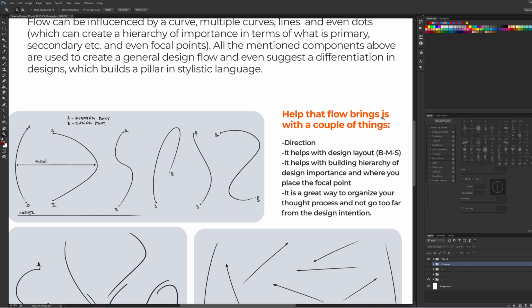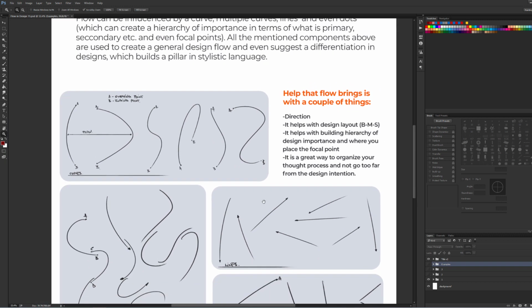And of course, what flow basically brings is direction. You have clarity of direction, where it's coming from and where it's going, especially if you're designing some movement in your designs. It helps with designing a layout, like big, medium, small, so we can start a flow that makes a dynamic layout. It helps with building a hierarchy of design importance and where you place the focal point. Depending on your composition, you can use it to place a focal point. It is a great way to organize your thought process and not go too far from the design intention.